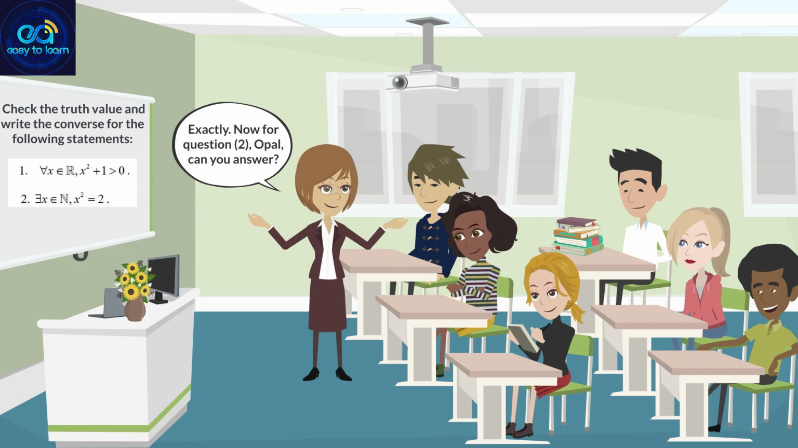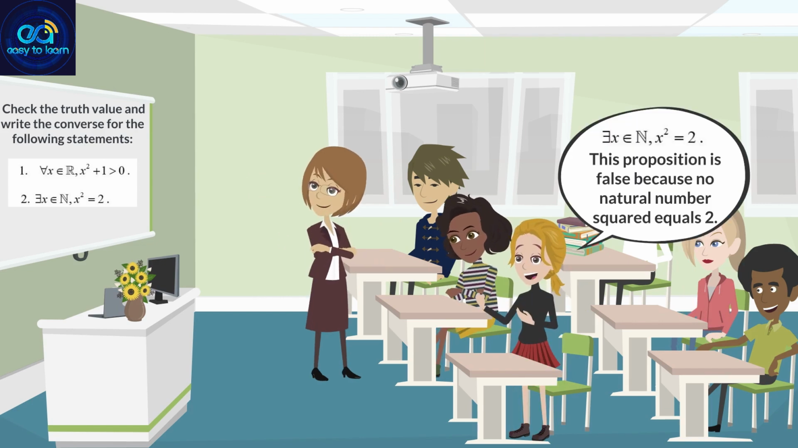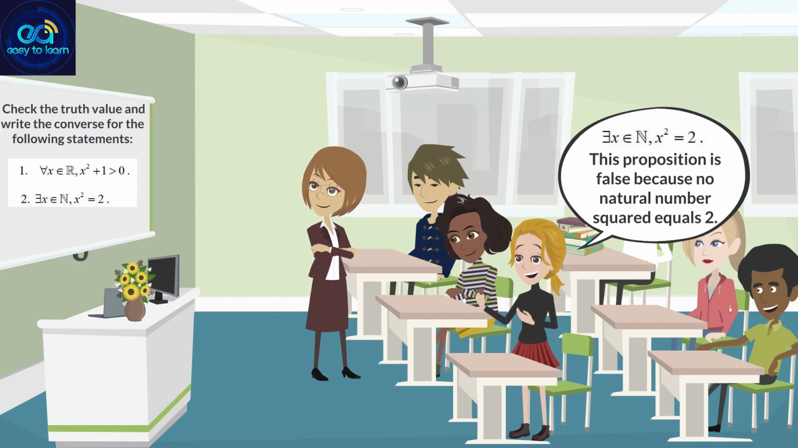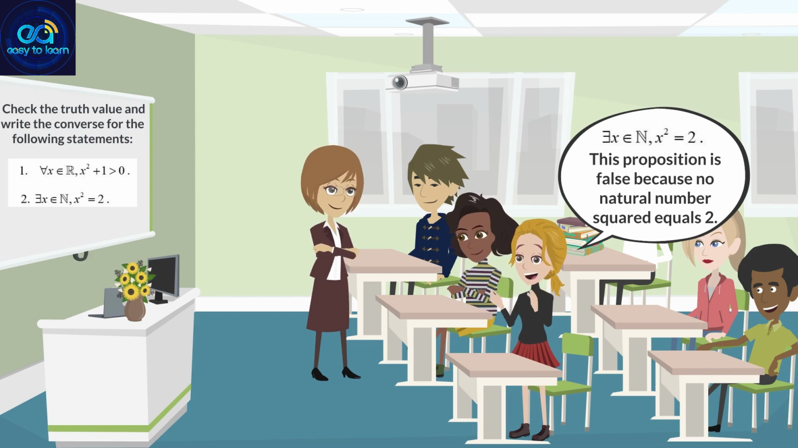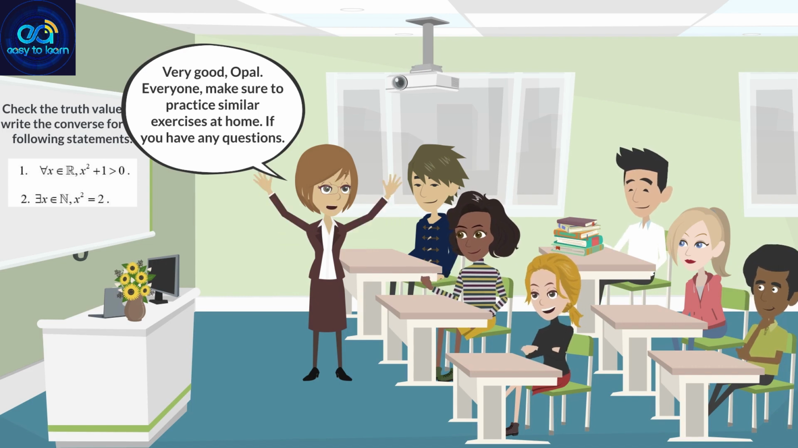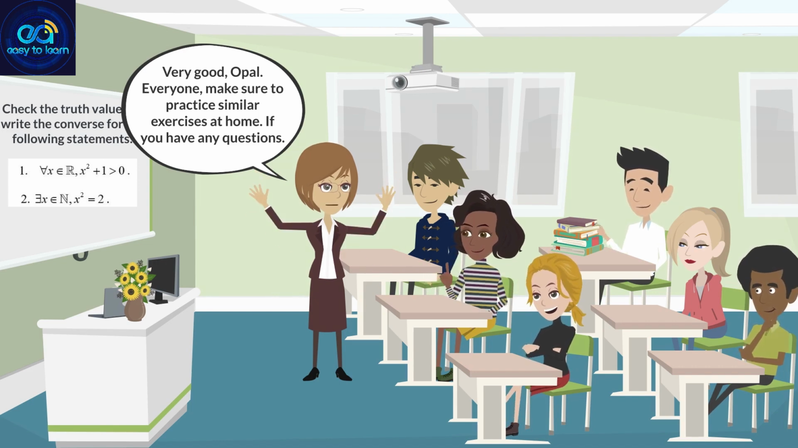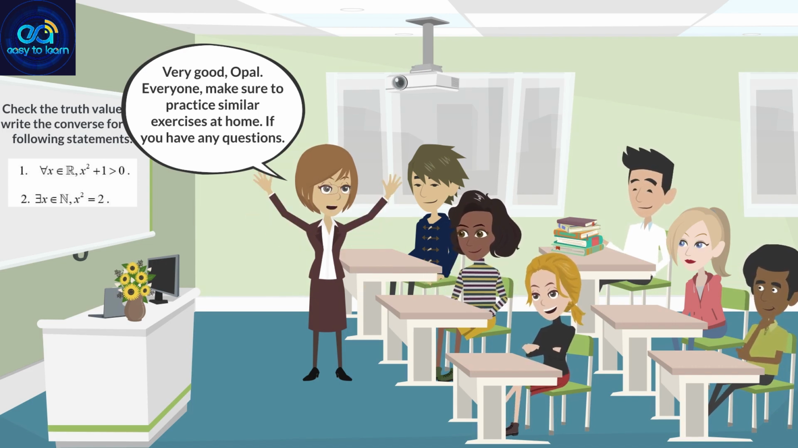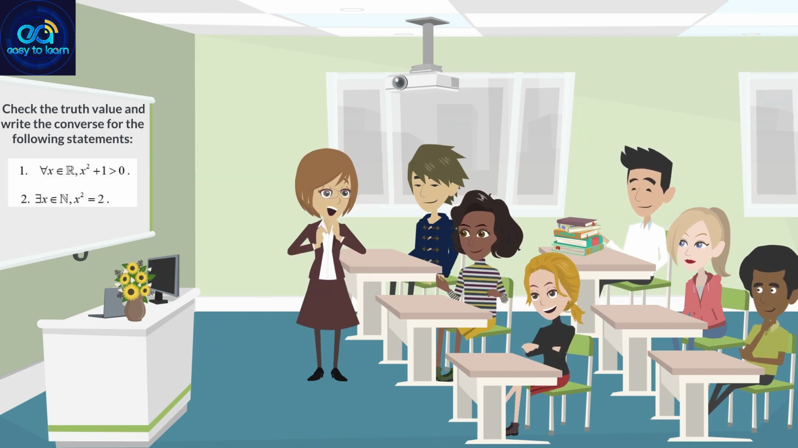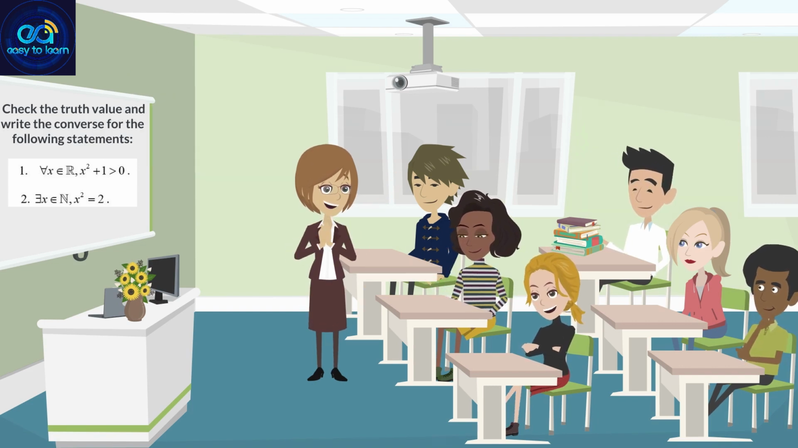Opal, can you answer? There exists x in natural numbers such that x squared equals 2. This proposition is false because no natural number squared equals 2. Very good, Opal. Everyone, make sure to practice similar exercises at home. If you have any questions, I am here to help all of you.